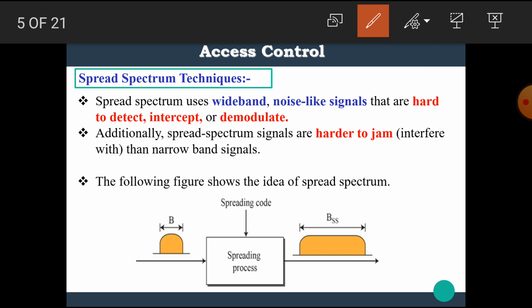Let's see the concept of the spread spectrum. Here is the original information which has a bandwidth. In spread spectrum technology, the spreading process is done. That means the bandwidth of the signal is increased. I hope now you all understand what is meant by spread spectrum. That means in spread spectrum technology, the bandwidth of the signal is increased.